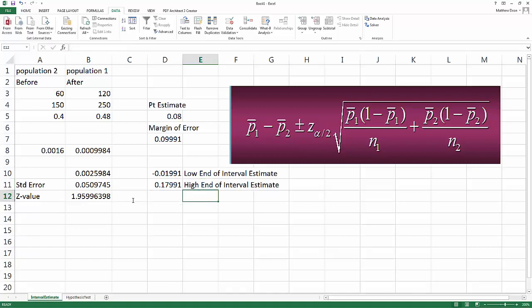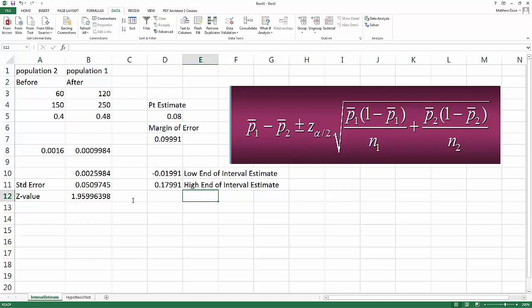So what does that tell me? That tells me that because 0 is contained within that interval estimate, the campaign had no statistically significant difference in making households aware of the product. So on average, we spent money that we shouldn't have spent, is basically what that's saying.